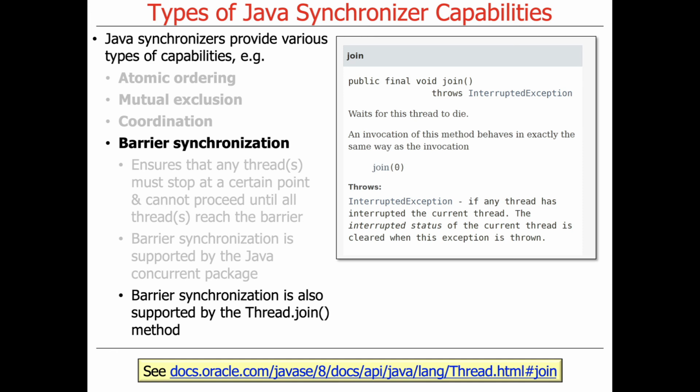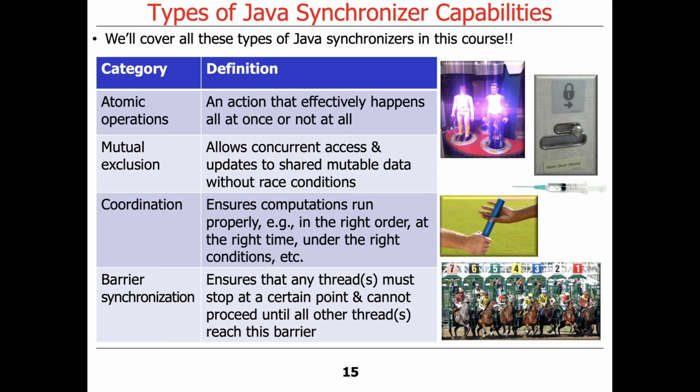So we use thread join in order to make sure that the program doesn't exit until all the other threads are done. So, of course, we're going to cover all this stuff in the course in great detail. I'm just giving you kind of the Cliff Notes, high-level, bird's-eye view of all the different stuff we're going to cover.